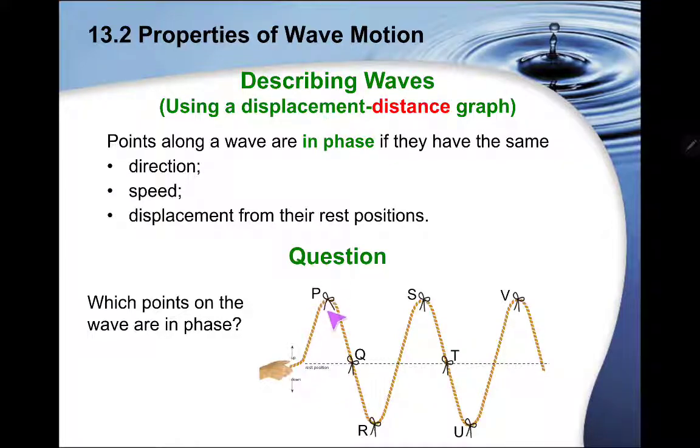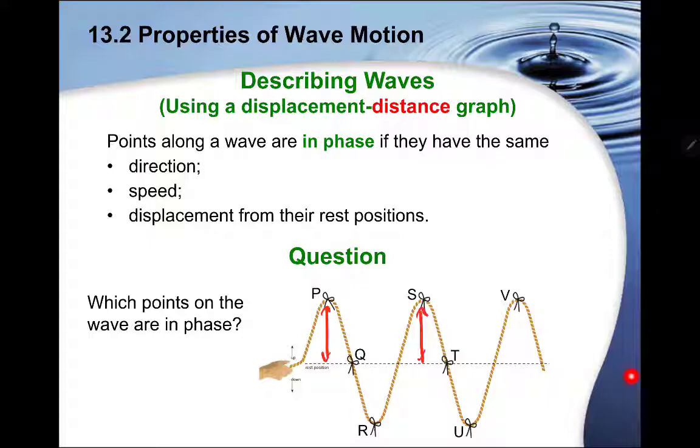So let's start with the example of P. Which point or points are in phase with P? It has the same displacement from the rest positions. So obviously it's either S or V. So P, S, and V all have the same displacement. Maybe I should use a pen here. So they have the same displacement.